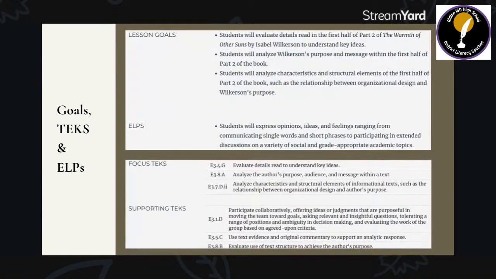The goals for this lesson have students evaluating details read in the first half of Part 2 of The Warmth of Other Suns to understand key ideas, analyzing Wilkerson's purpose and message within the first half of Part 2 of the book, as well as characteristics and structural elements of the first half of Part 2 of the book, such as the relationship between organizational design and Wilkerson's purpose.